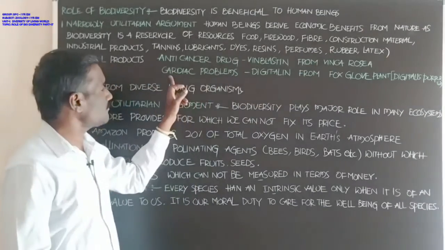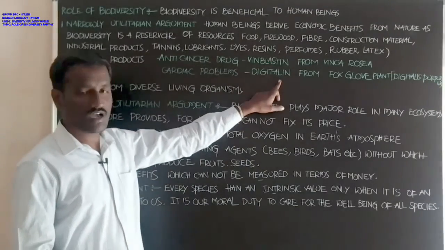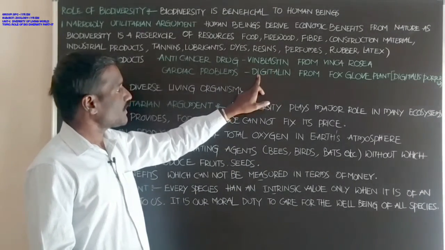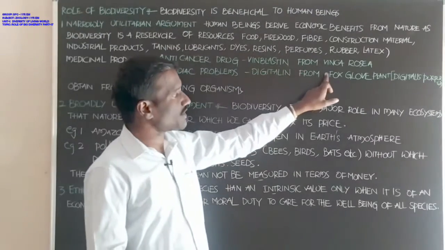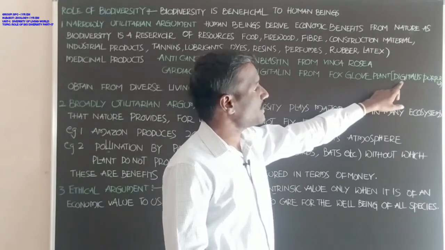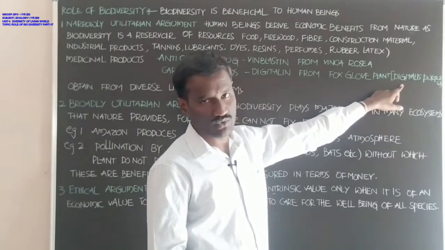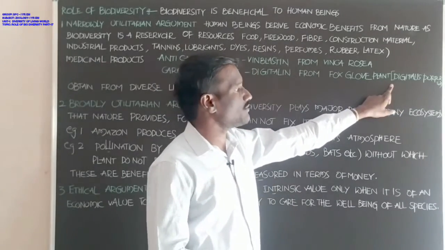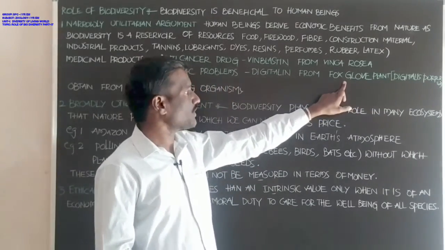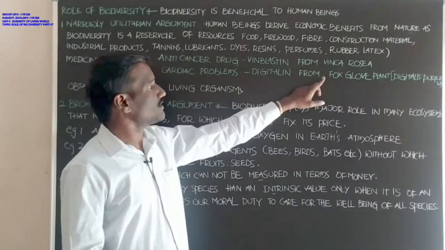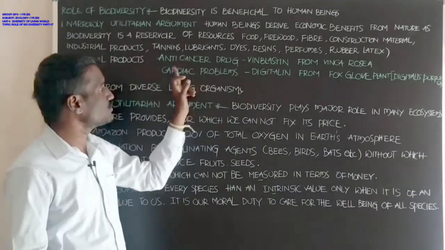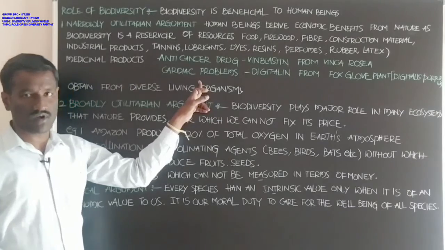Next, digitaline is another medicinal drug. It is obtained from the foxglove plant. Its scientific name is Digitalis purpurea. Digitalis purpurea, or the foxglove plant, is the common name. And it gives one of the medicinal drugs, digitaline, used to treat cardiac problems.